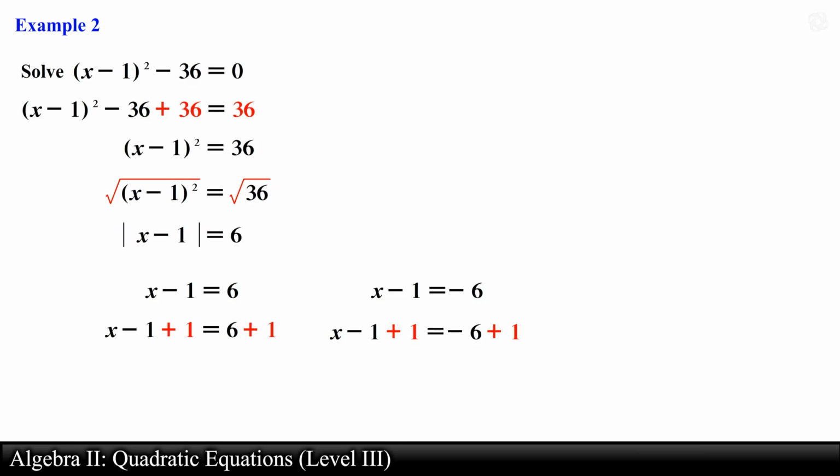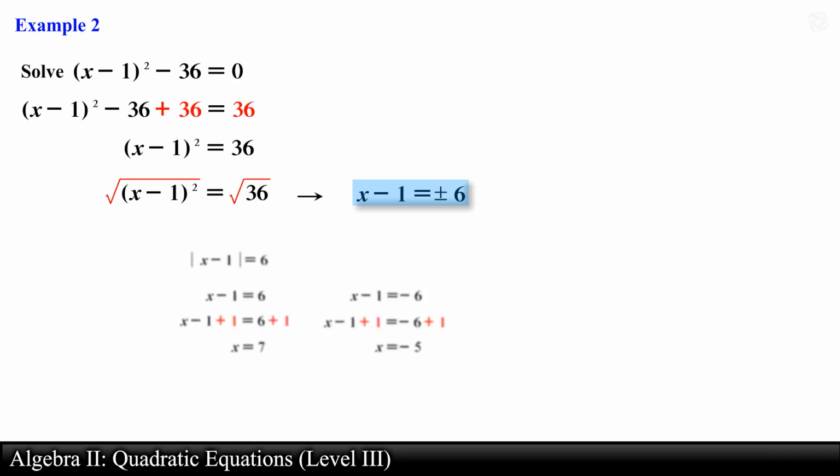So we solve each equation individually and obtain x equals 7 as one solution and x equals negative 5 as the other solution. Once again, notice that we ended up with two answers, as expected from quadratic equations. Recall that in the previous video, we skipped the absolute value steps and went straight to the answer by adding the positive negative symbol immediately after taking the square root of a number. From this point on, I will do just that and write the answer using positive negative notation, as follows.